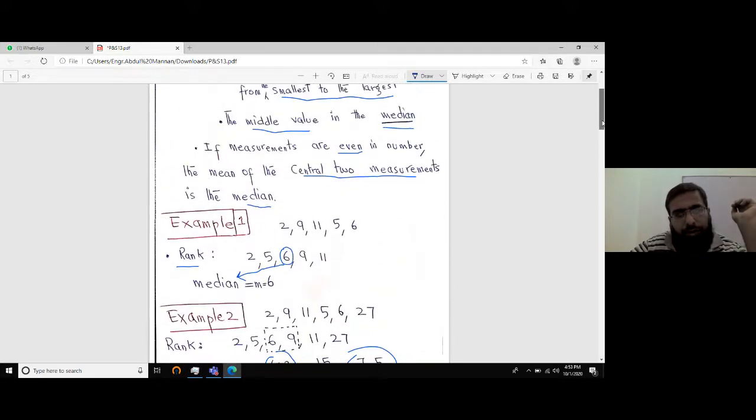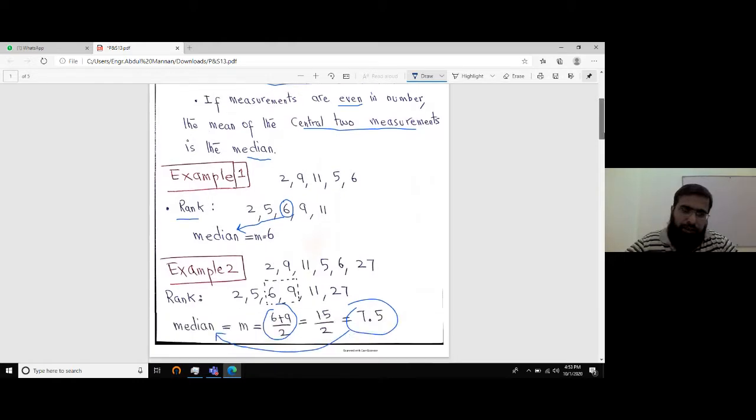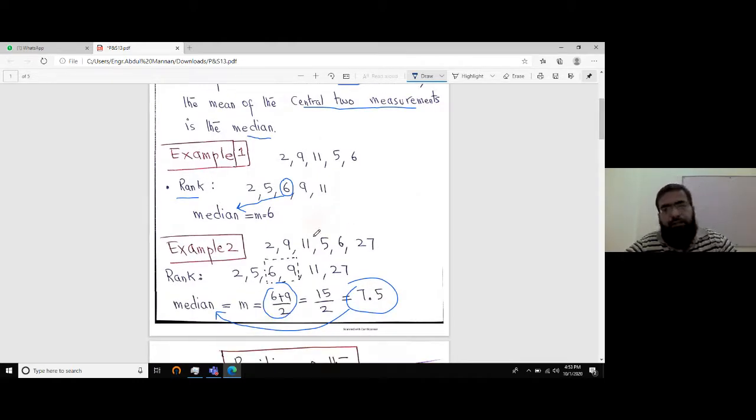If we have odd number of data items, we arrange them and the middle value is the median. If we have even number of data items, we arrange them in ascending order and we compute the average over the middle two values, that is the median.